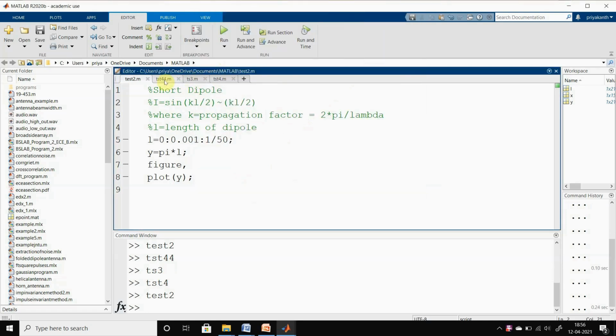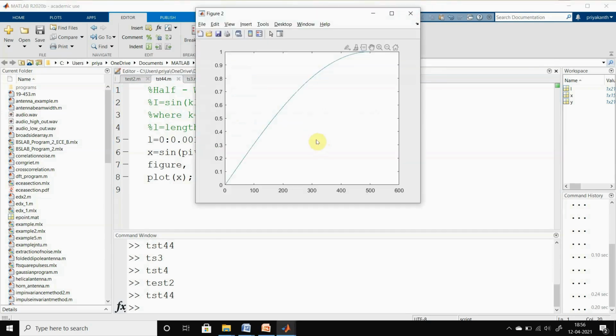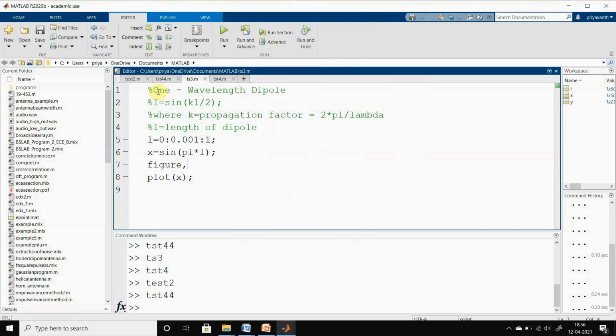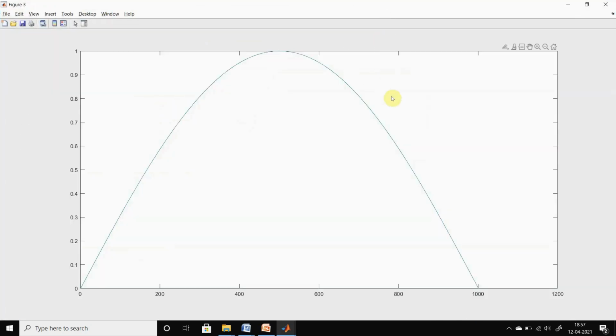Now let's see the second code. The second code is written for a dipole of half wavelength, and the sinusoidal distribution over half wavelength is obtained, that you can see in this simulated result. Now let's see the third code. The third code is written for a dipole of one wavelength, and the sinusoidal distribution over one complete wavelength is obtained in the simulation result that you can see here.